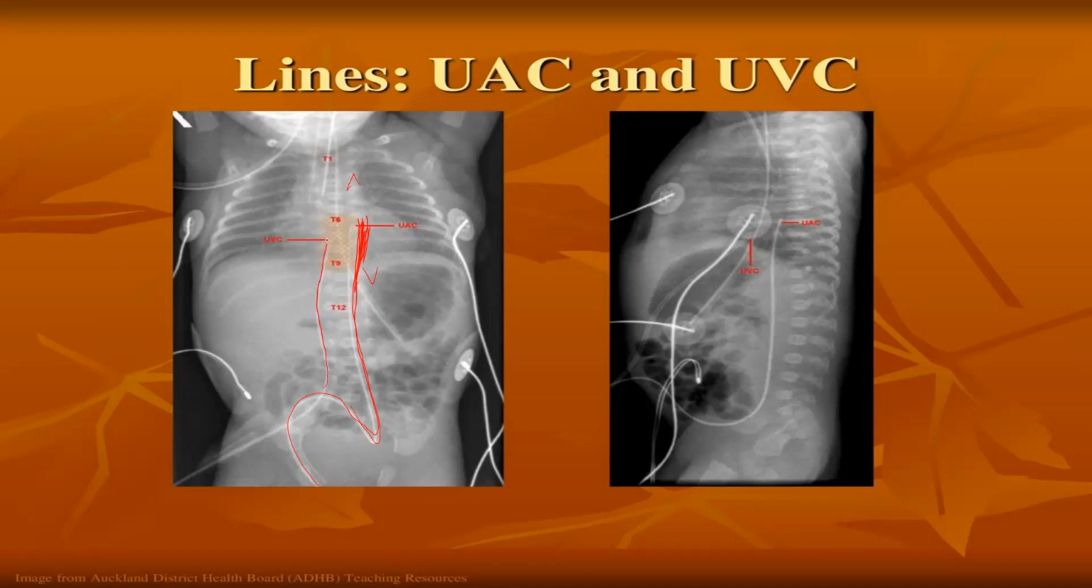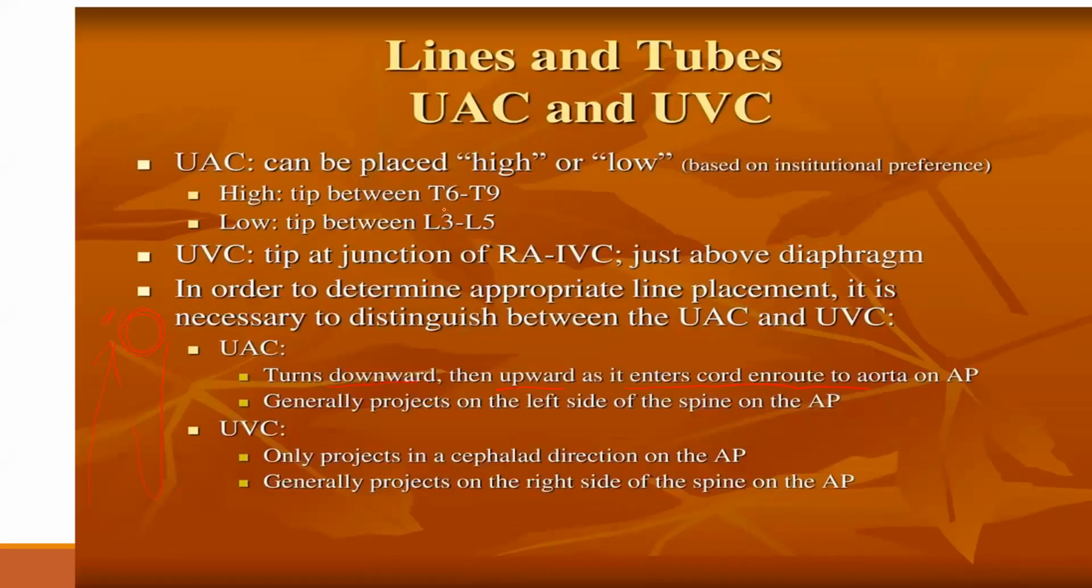It is placed at the junction of the inferior vena cava and the right atrium. It is mentioned here very clearly. Usually, high, 6 to 9 is normal. If it is below, then it is low. So there are two ways we can test it, high or low position. And how it is placed is written here.